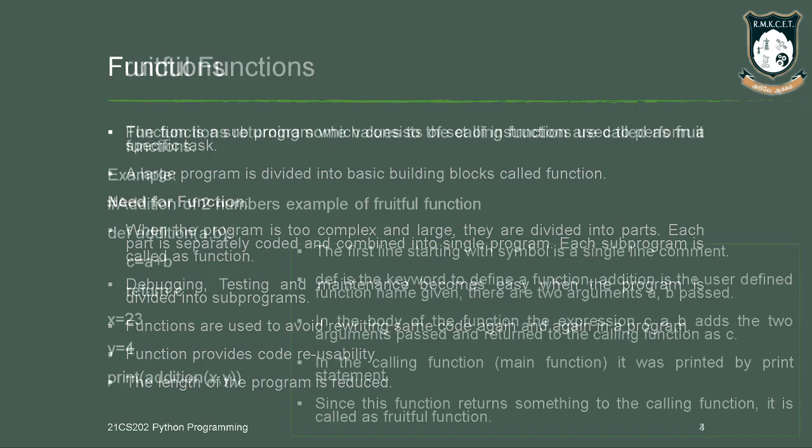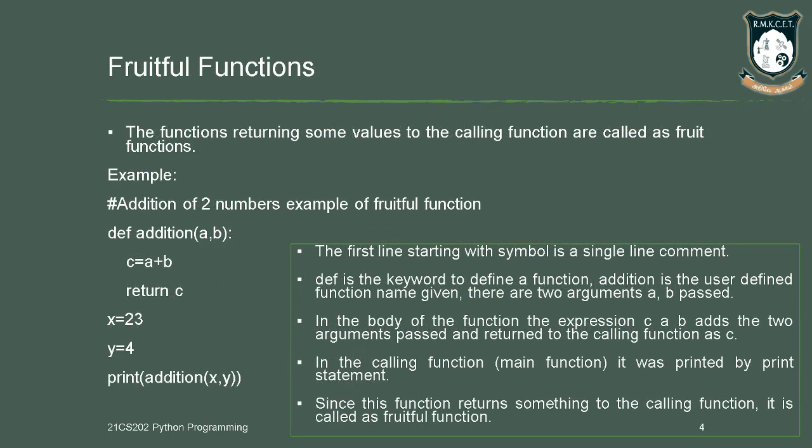In an earlier lecture we have seen two types of functions, that is, built-in functions and user-defined functions. Apart from those, we have another two types of functions, said to be fruitful function and void function. In this session we will see about the fruitful function and the void function. Fruitful functions are the functions which return some value to the calling function. Those types of functions are said to be fruitful functions.